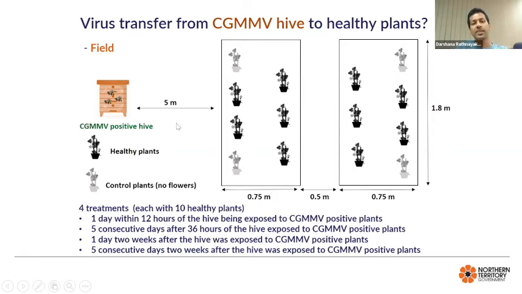So after each treatment, we placed these plants in the biosecurity glasshouse again. We monitored those plants for 8 weeks for symptoms, and we removed any insect pests that we observed from those plants. And at the end, we tested these plants for CGMMV again.